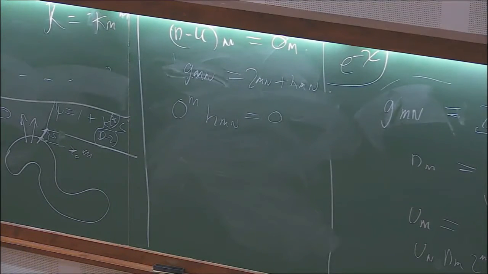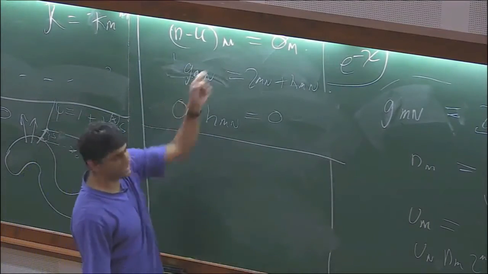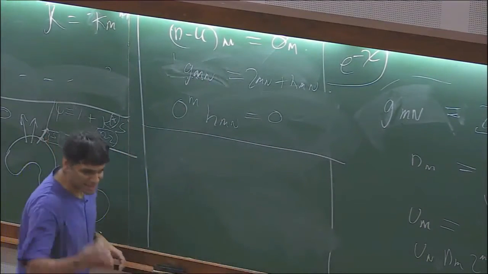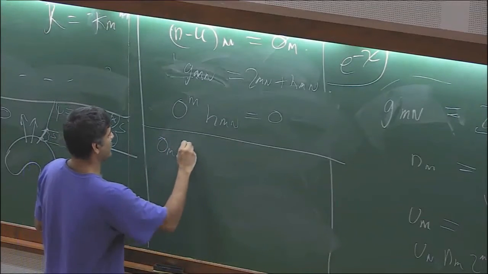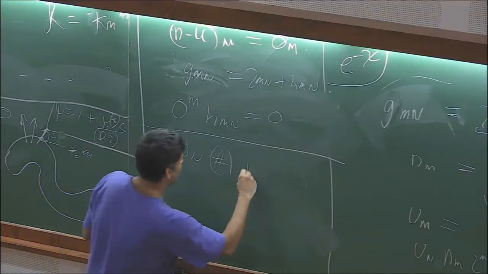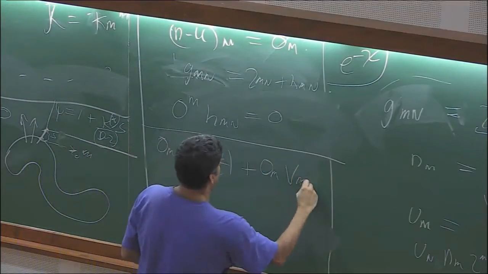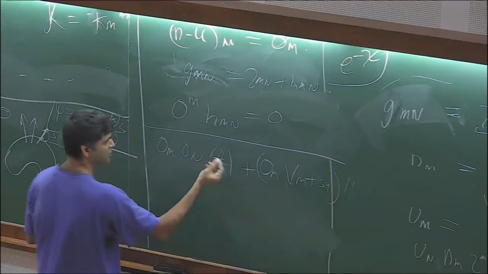With this choice of gauge, you can see that the most general fluctuation metric G1 takes the form OM ON times some object, plus OM VM plus symmetric, times some object, meaning some function.